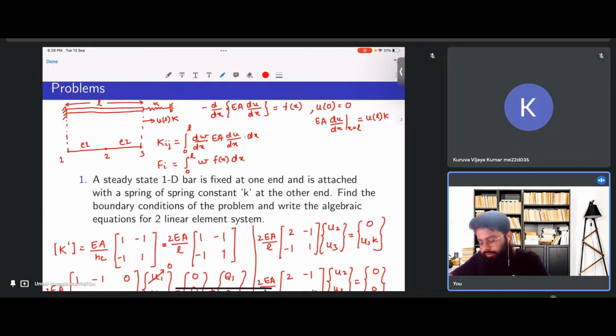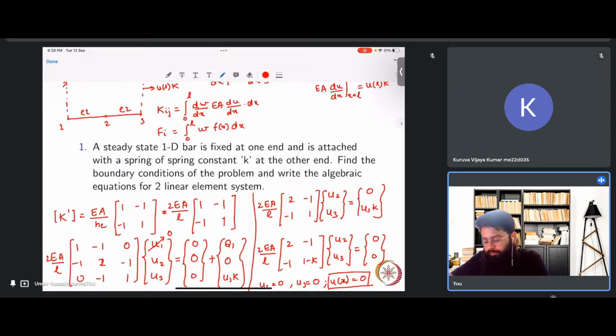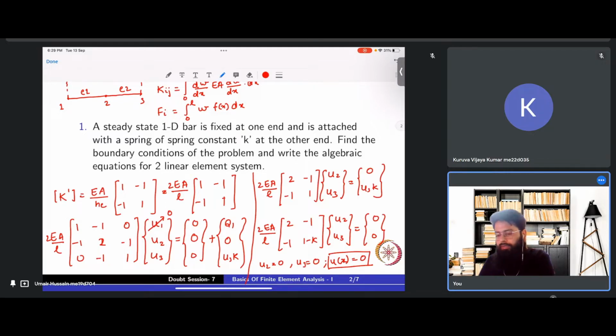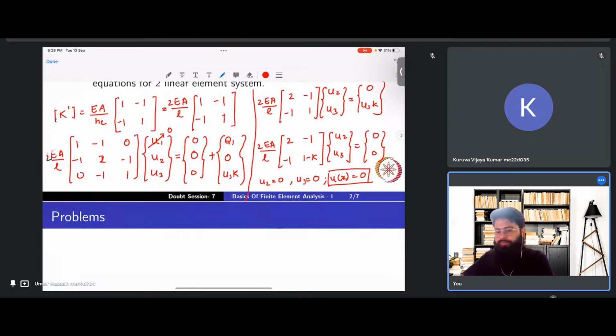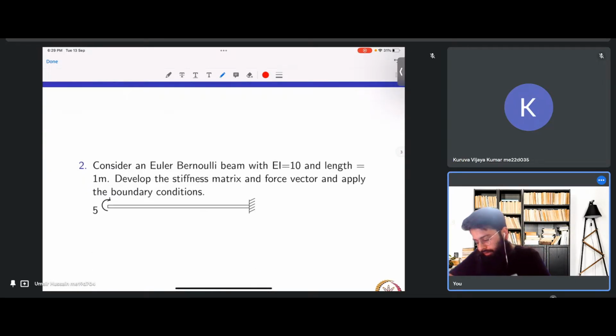So this was just an exercise to understand how to formulate the FEM problem and deal with different boundary conditions and get the linear equations. So anyways, we'll move forward if there are no doubts here. Okay, so now consider an Euler-Bernoulli beam with EI equals 10 and length 1 meter. We have to develop the stiffness matrix and force vector and apply the boundary condition. So this is the given Euler-Bernoulli beam in the problem.